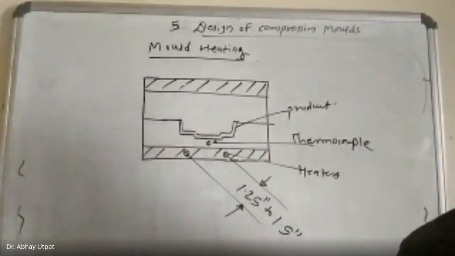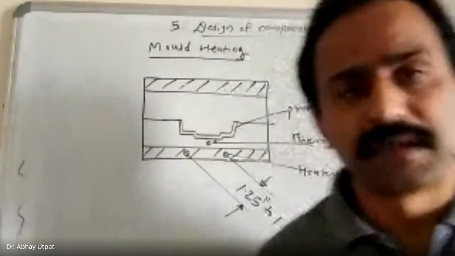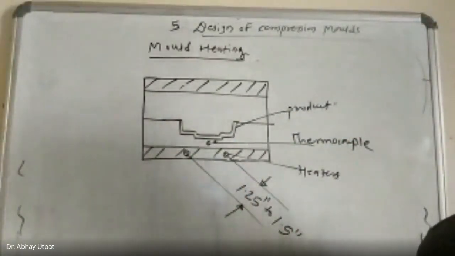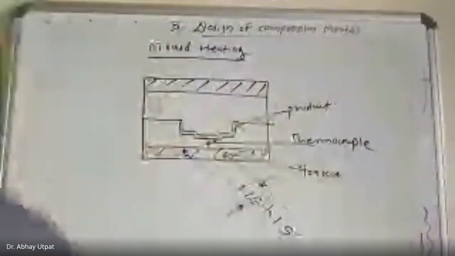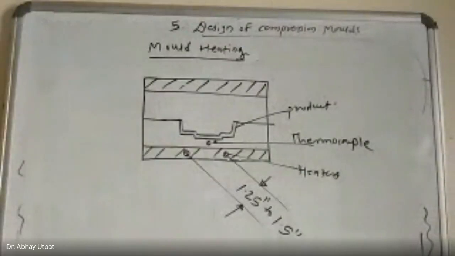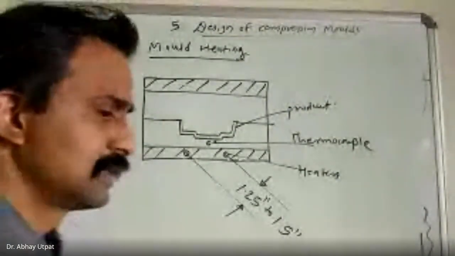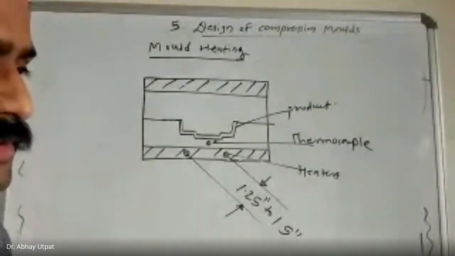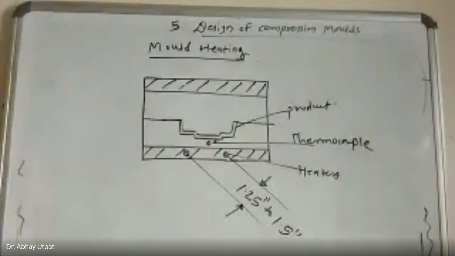You can write the statement. I hope you have drawn this figure. Mold heating. Correct the sentence: the distance between thermocouples and heaters is maintained so as to achieve the desired process.